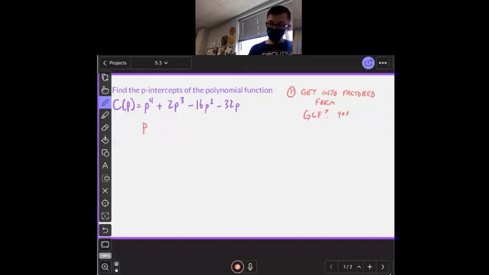So they all have p in them, right? p cubed plus 2p squared minus 32. Okay. But good chance we're not done factoring yet because there's so much going on still.